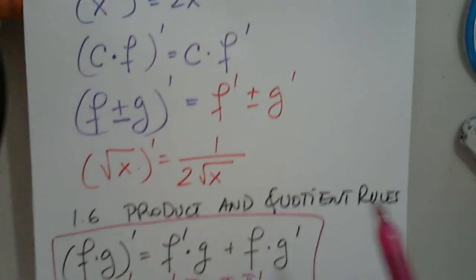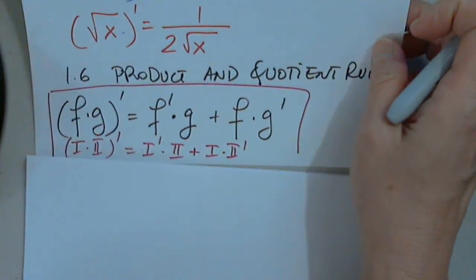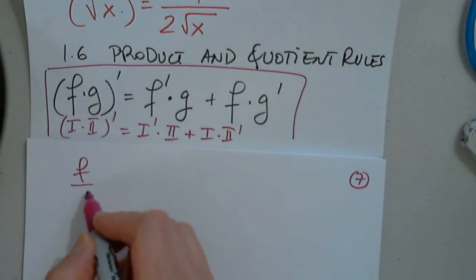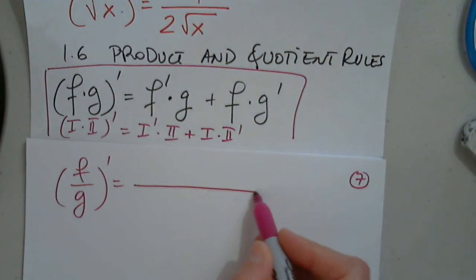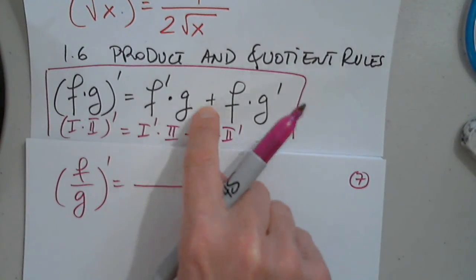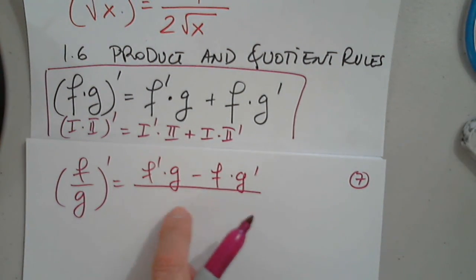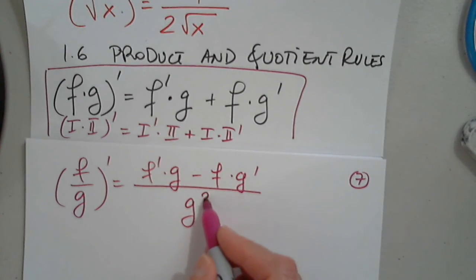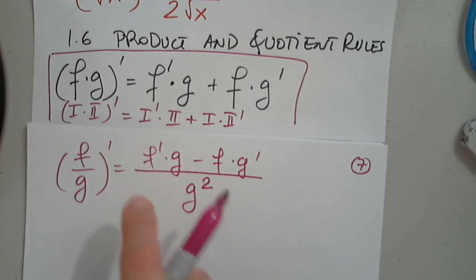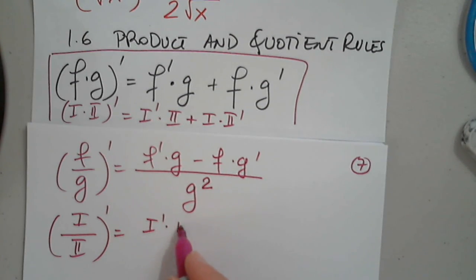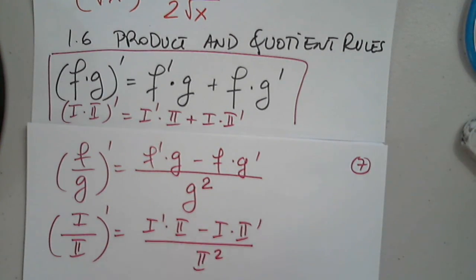The quotient rule, very similar, but it's a ratio, of course. I copy the same thing I see here, but with minus. So f prime g minus f times g prime. The denominator is never differentiated. You just copy it and square it. With 1, 2, it's 1 prime times 2 minus 1 times 2 prime over 2 squared. 1 and 2, it's up to you. If you want to twist anything here, it's fine.